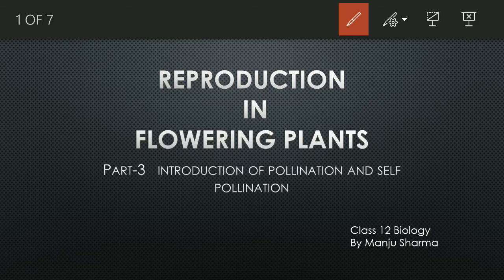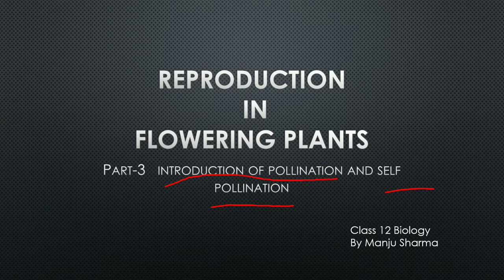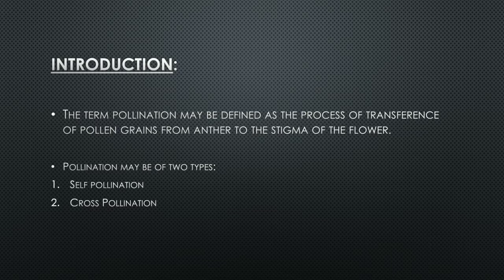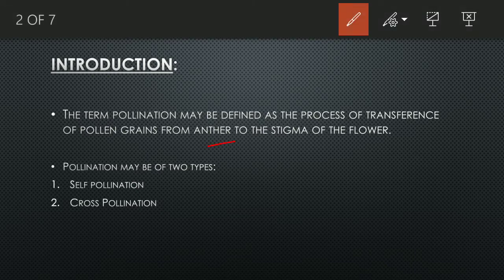I am Manju Sharma. In this video, we will study about the introduction of pollination and self-pollination in detail. Now, first of all, what is pollination? The term pollination may be defined as the process of transference of pollen grains from the anther to the stigma of the flower. The pollination may be of two types. First is self-pollination and second is cross-pollination.